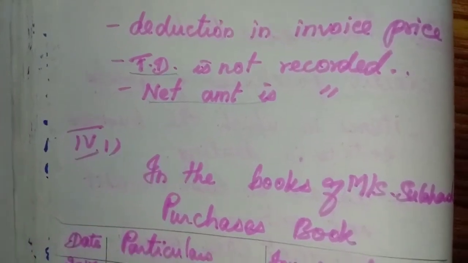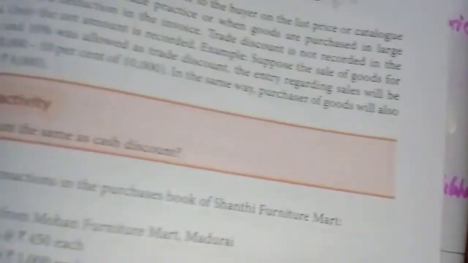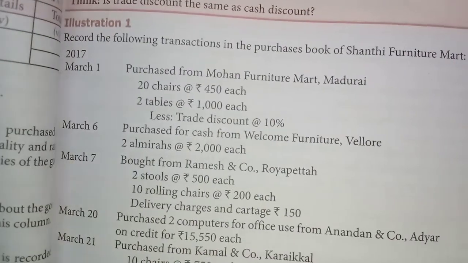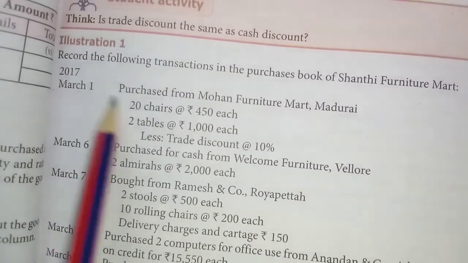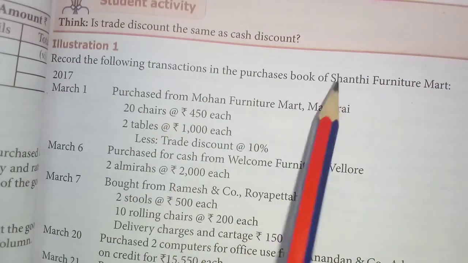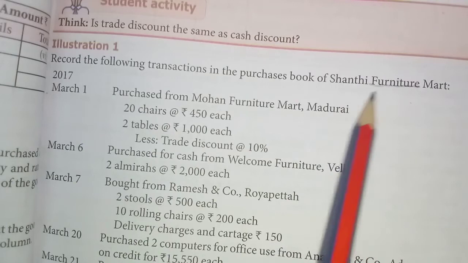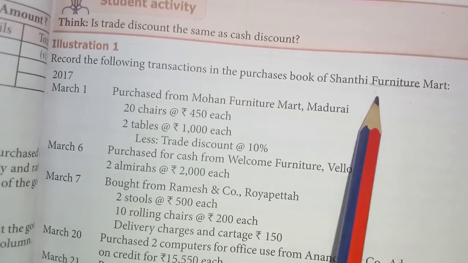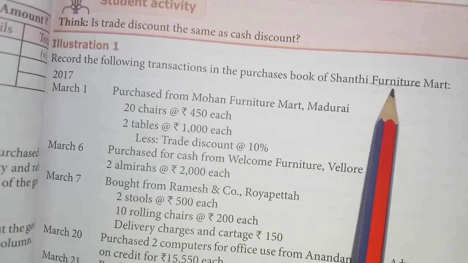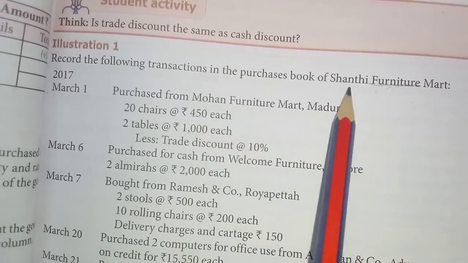Now let us see the illustration. Record the following transactions in the purchases book of Shanti Furniture Mart. So in that book you have to check. Here Shanti Furniture Mart will purchase and sell what? Furniture. So don't think that if they purchase furniture that is an asset. No, they are dealing with furniture.